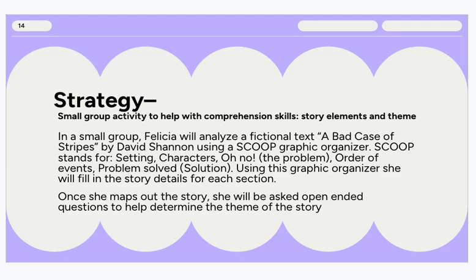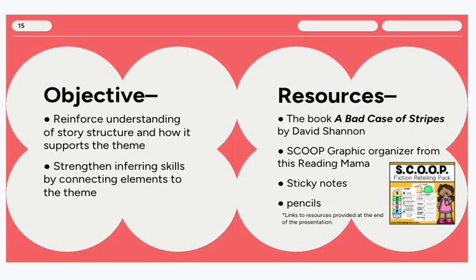The objective of this enrichment is to reinforce understanding of story structure and how it supports the theme. Strengthen inferring skills by connecting elements to the theme. The resources that would be needed are the book A Bad Case of Stripes or a printed copy, the SCOOP organizer from This Reading Mama, sticky notes, and pencils.